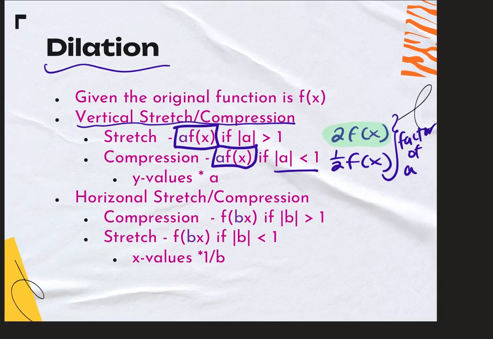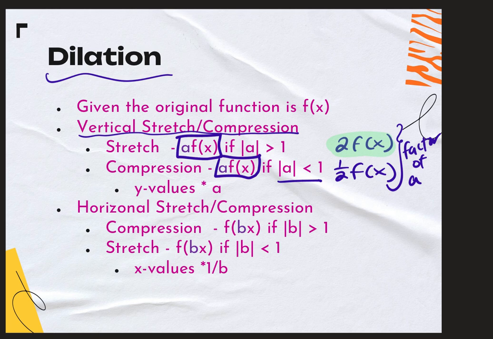Now, where it gets weird is, for those, you would change your y values. You would literally take all your y values and multiply them by whatever that factor is. So if it was 2 f of x, I would take my y values and double them. If it was range, I'd double it. Same thing.